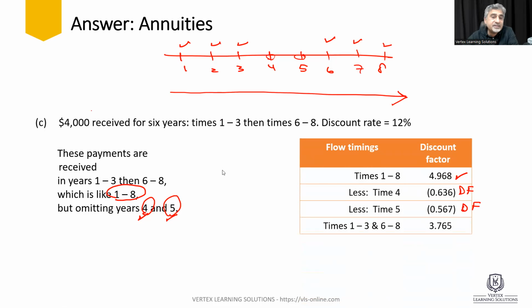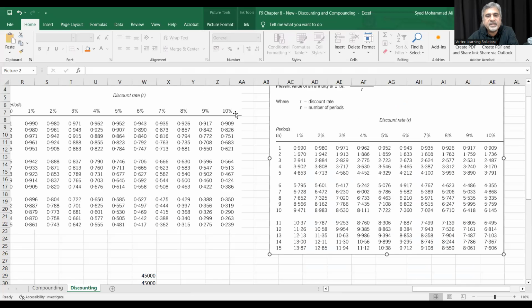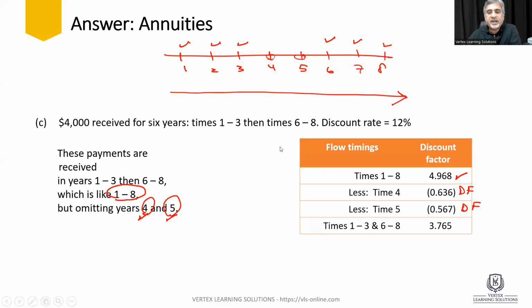So I come back here. Okay, this is not 11. This table is only until 10%, so 11 and 12 are not here, because I just copy pasted until here. But if you go back and see from 12%, you will find year 4 at 12%, and year 5 at 12%. You subtract them, and the factor comes out to be 3.765.